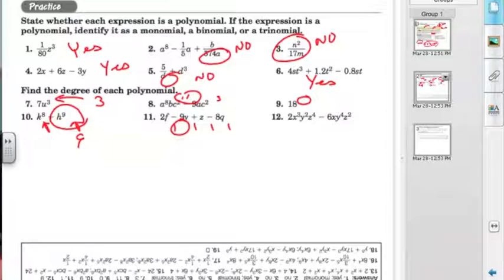In number 12, we have to add up the exponents. 3 and 2 is 5, plus 4 is 9. And over here we have 4 and 2 is 6, plus 1 is 7. So the highest degree is 9. All right, so that is how you find the degrees of your polynomials.